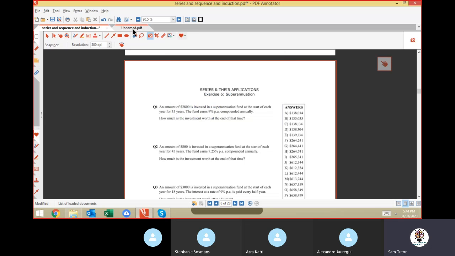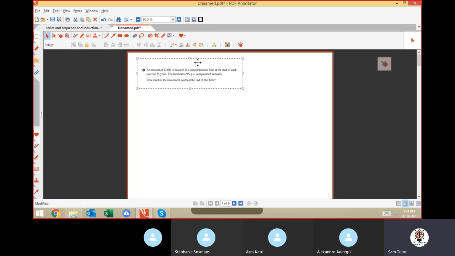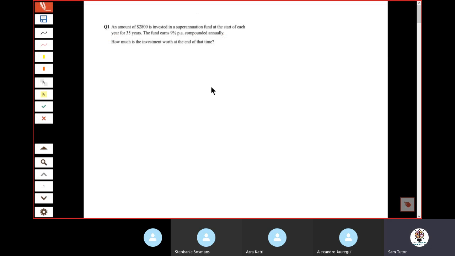They take up about a page. So each one of these superannuation questions should take a decent amount of lines, so make sure you give yourself that.